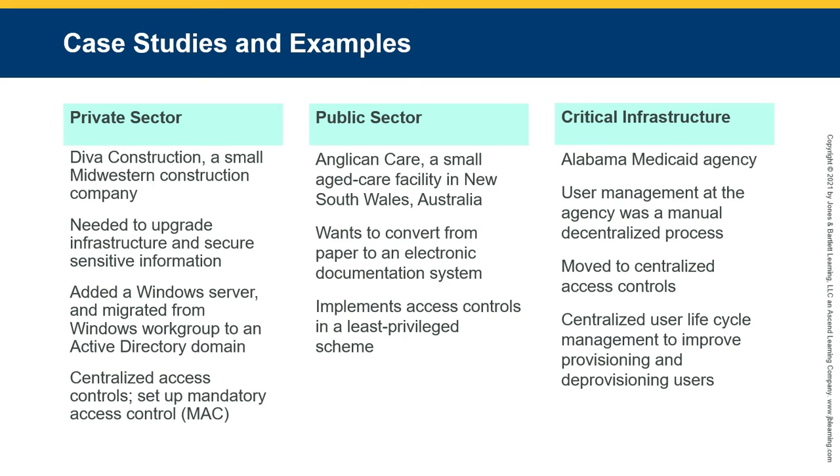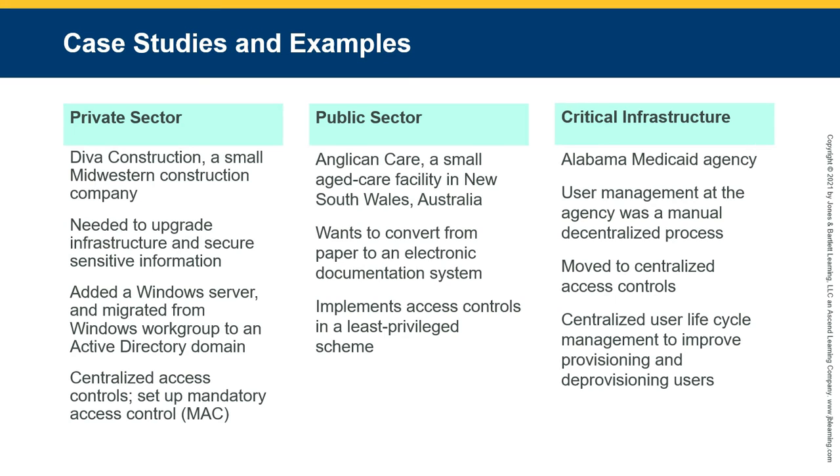sector: Angelica Care, a small aged care facility in New South Wales, Australia, wants to convert from paper to electronic documentation, and implements access control in at least eight privilege schemes.